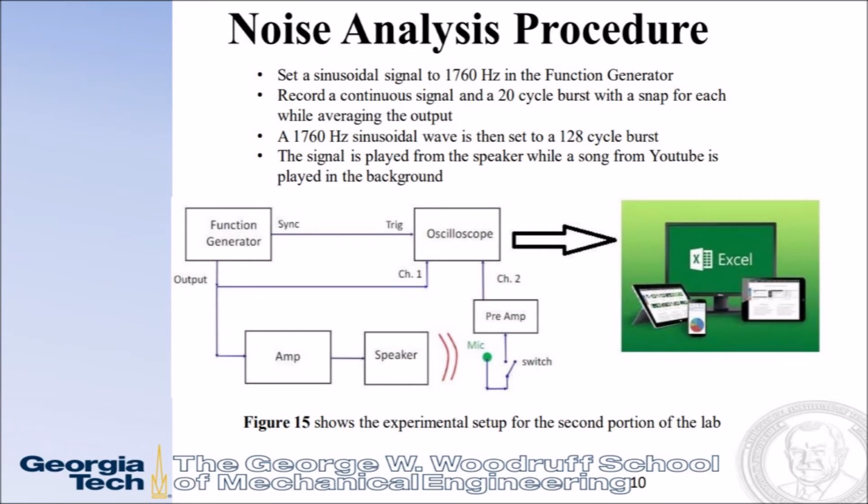Part 2 of the lab involves noise analysis, and this is the procedure. First, we set a sinusoidal signal to 760 Hz in the function generator. Then, we recorded a continuous signal and a 20-cycle burst with a snap while averaging the output. Next, a 1760 Hz sinusoidal wave is set to a 128-cycle burst. And last, the signal is played from the speaker while a song from YouTube is played in the background and the effects are observed. Figure 15 will show the experimental setup discussed.